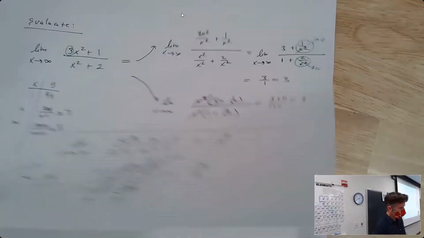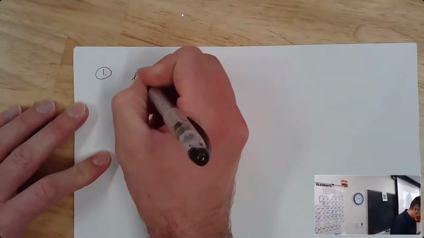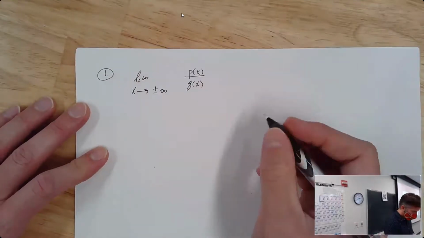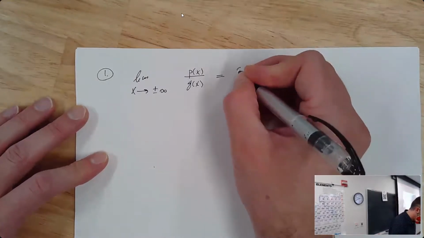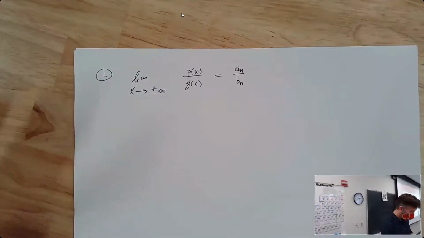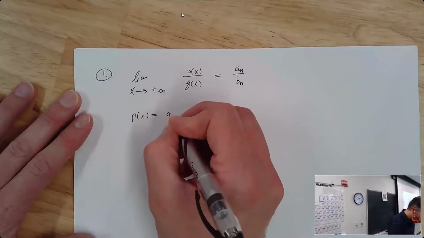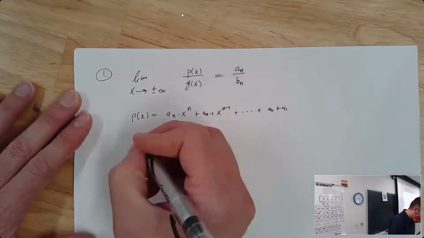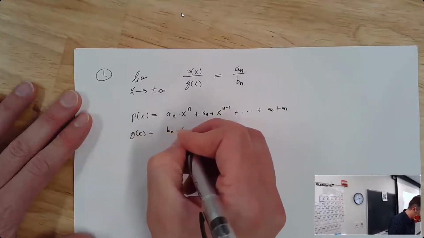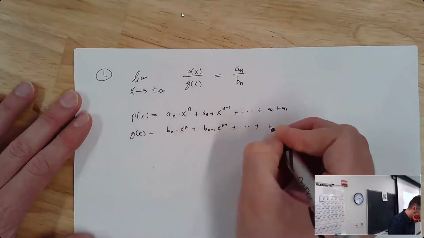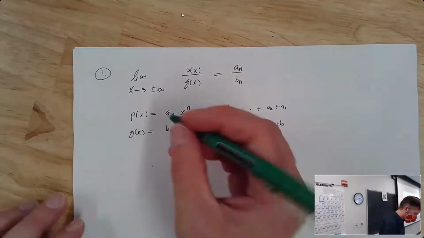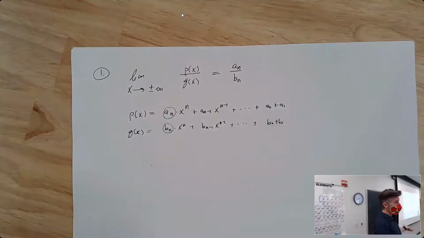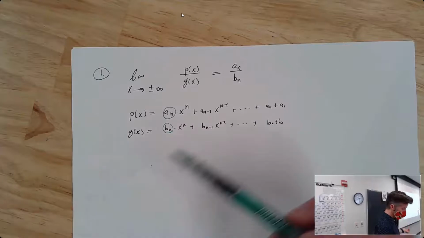So I actually could say there's a rule. You take the limit as x goes to either positive or negative infinity, and you have some polynomial divided by some other polynomial. This is equal to a sub n over b sub n, where the polynomial p of x is a sub n times x to the nth power plus lower powers of x. And similarly, q of x is b sub n times x to the n plus b sub n minus 1 times x to the n minus 1 plus lower powers of x. So the leading coefficient here is a sub n, and the leading coefficient here is b sub n. And those highest powers are the same, which means the limit is equal to the fraction of the leading coefficients, which is this divided by this.